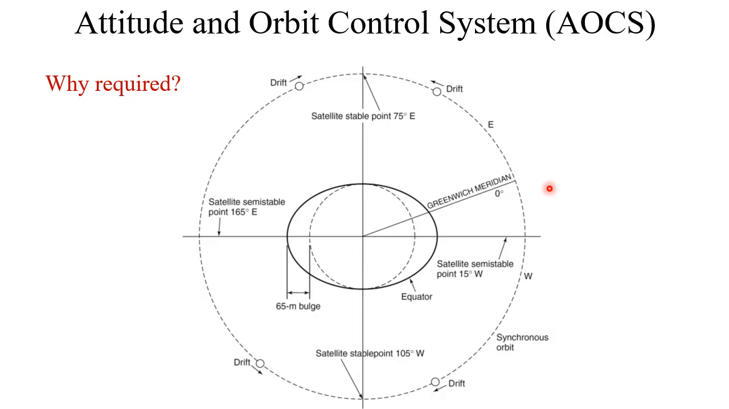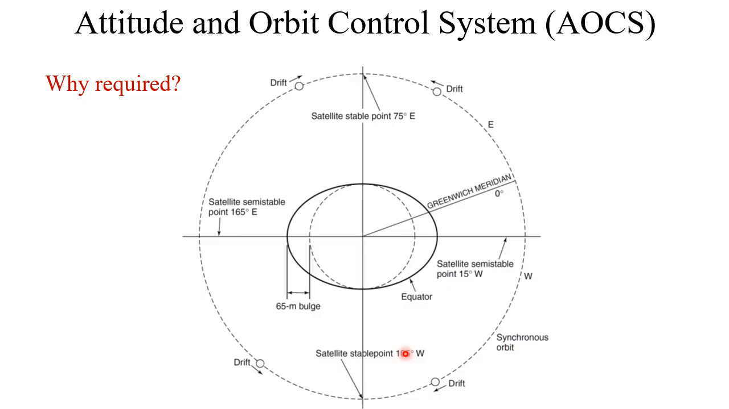something like that, they will start drifting towards the stable condition, stable location at 75° east, and there is another stable location right here, that is 105° west. So the satellite is subjected to different forces, right?